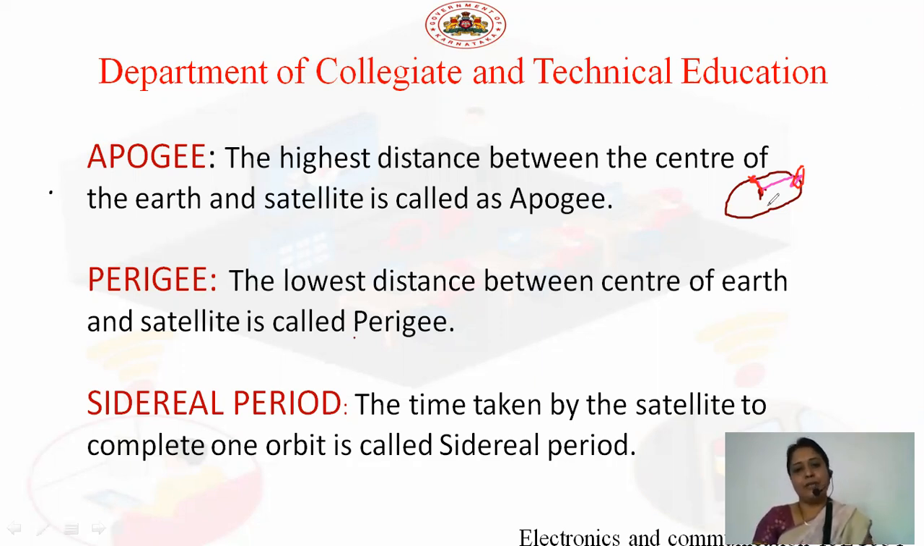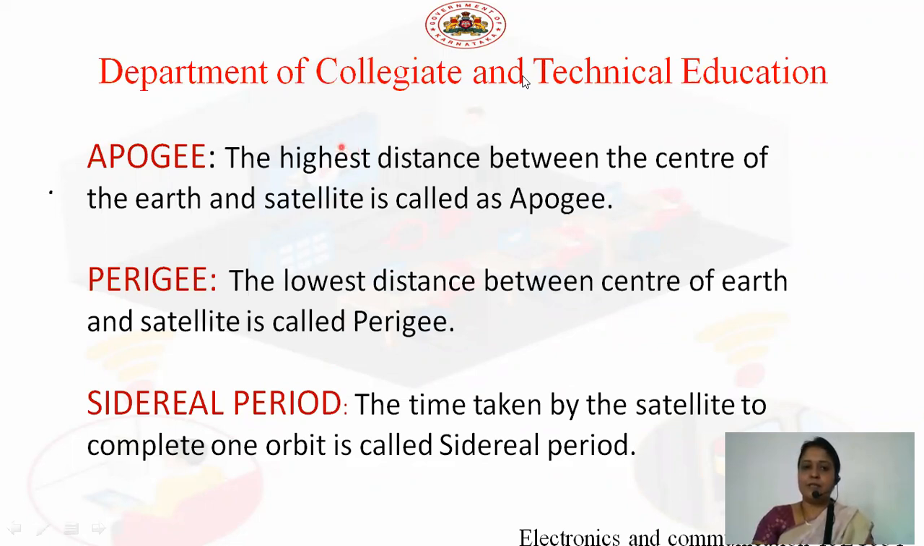But in case of the elliptical orbit, we will get different distances there. Now the sidereal period. What is the sidereal period here? The sidereal period is nothing but the time taken by the satellite to complete one orbit, that is, to complete one complete revolution, one circle. That is called the sidereal period here.